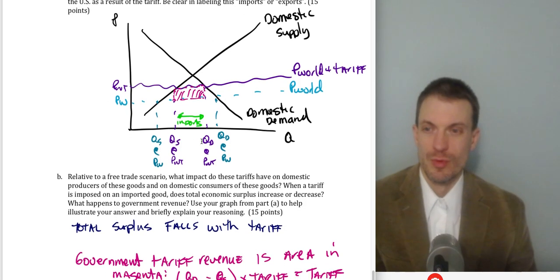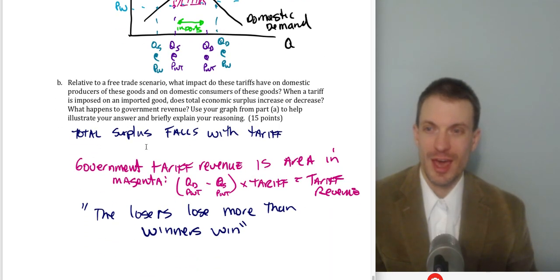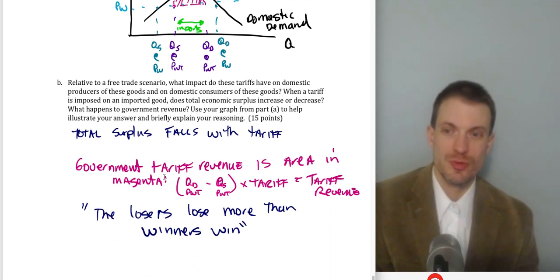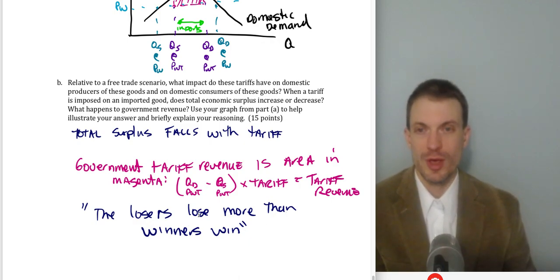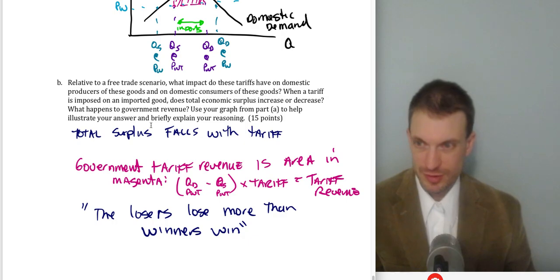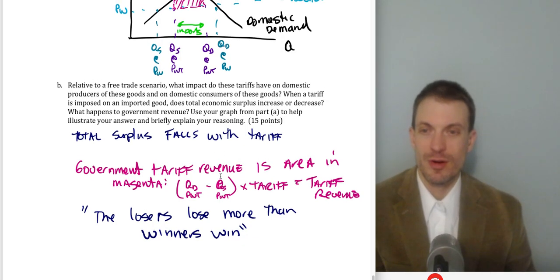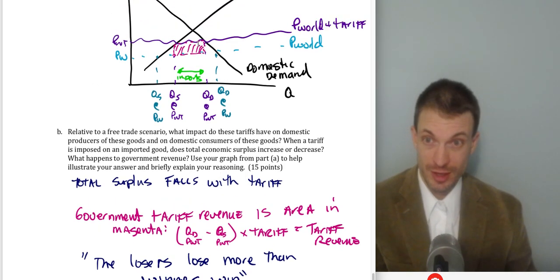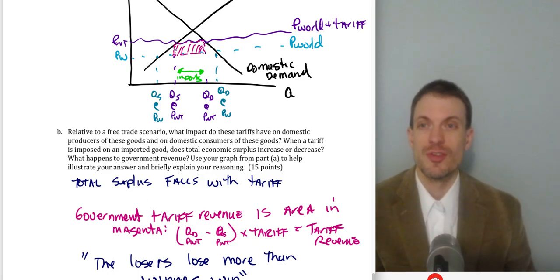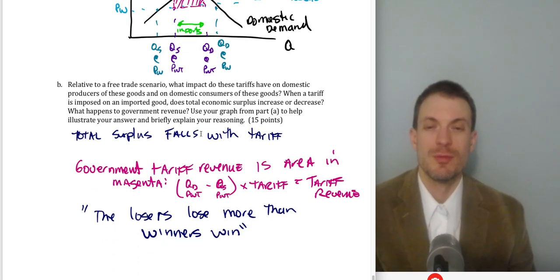Okay. Relative to the free trade scenario, what impacts does the tariff have? Well, total surplus falls. This is a situation where the losers lose more than the winners win. What happens to government revenue? Government revenue is going to be this rectangle. It's going to be the size of the tariff, right? The size of the tariff is right here. Here was the world price without the tariff. Here's the world price with the tariff. The tariff is a tax on imports only, so it's going to be applied to the units that are imported. That's going to be our tariff revenue.